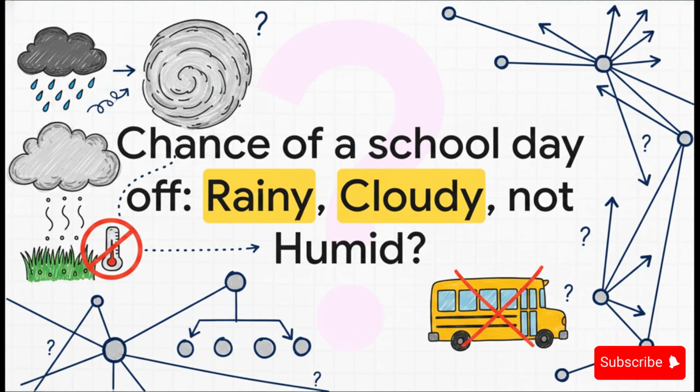So picture this. You're trying to figure out the chances of a day off from school. You know that a bunch of things are connected, right? Like humidity, whether it's cloudy, if it's actually raining. They all play a part. So how in the world do you calculate the odds when everything is tangled up like this? Well, that's exactly the kind of puzzle we're going to solve.